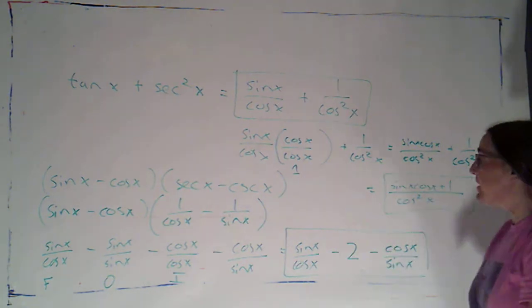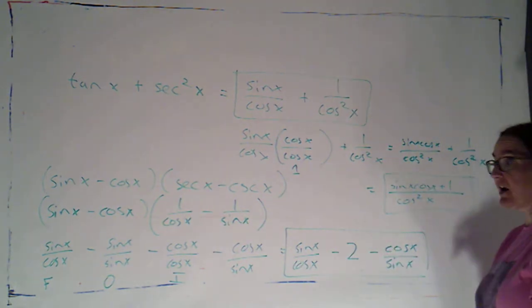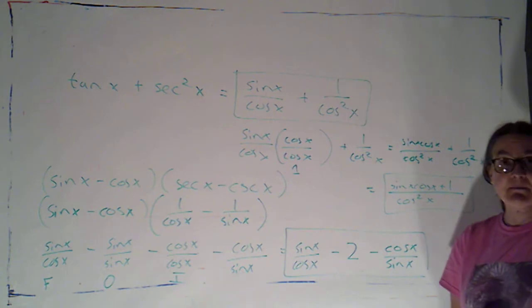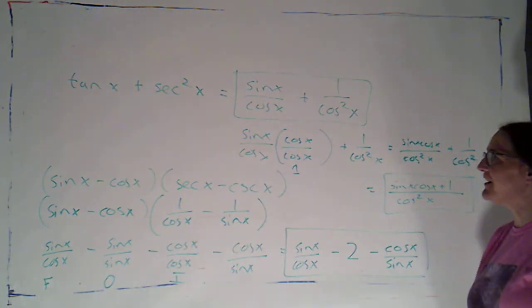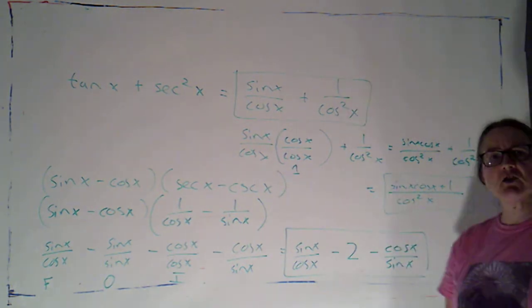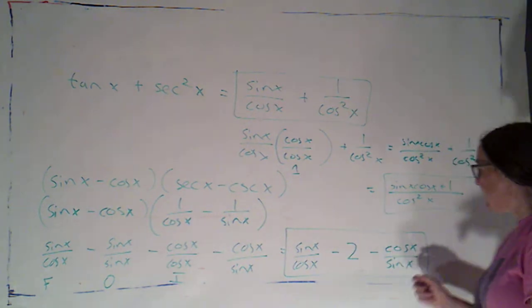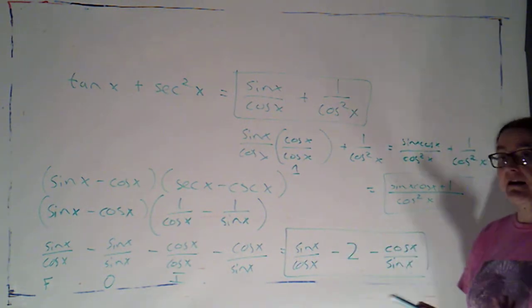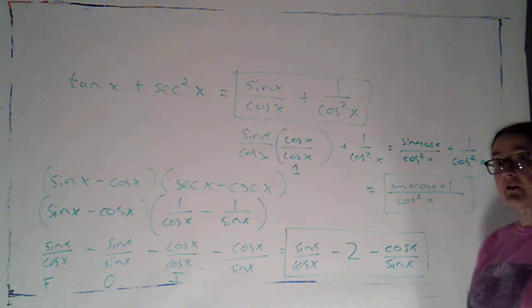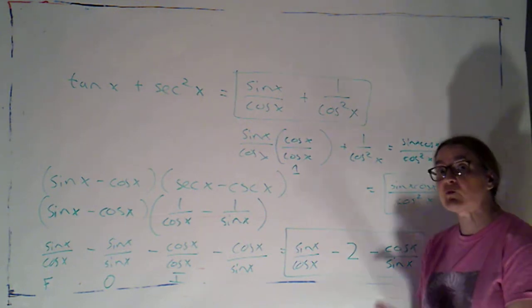And if I wanted to, I could get a common denominator here as well. That's a perfectly acceptable answer. I think I'm going to stop there. But that's just a little bit of what we can do with identities. And if you did combine these and get a common denominator, your answer is going to look a little different. That doesn't mean it's wrong.